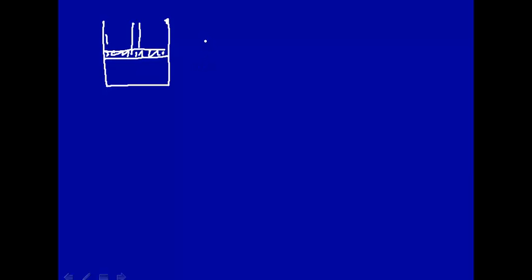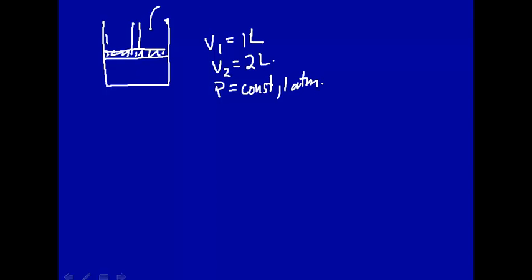And by the way, this is a frictionless piston, the typical frictionless piston that you might find in physics. So we have initial volume V1 to be 1 liter, and the final volume, we use subscript 2 for the final volume, will be 2 liters, and the pressure is constant at 1 atmosphere. So the gas must have done work on the surroundings by expanding, pushing this piston up. This piston goes up, and therefore it's losing energy, so our energy change should be negative.